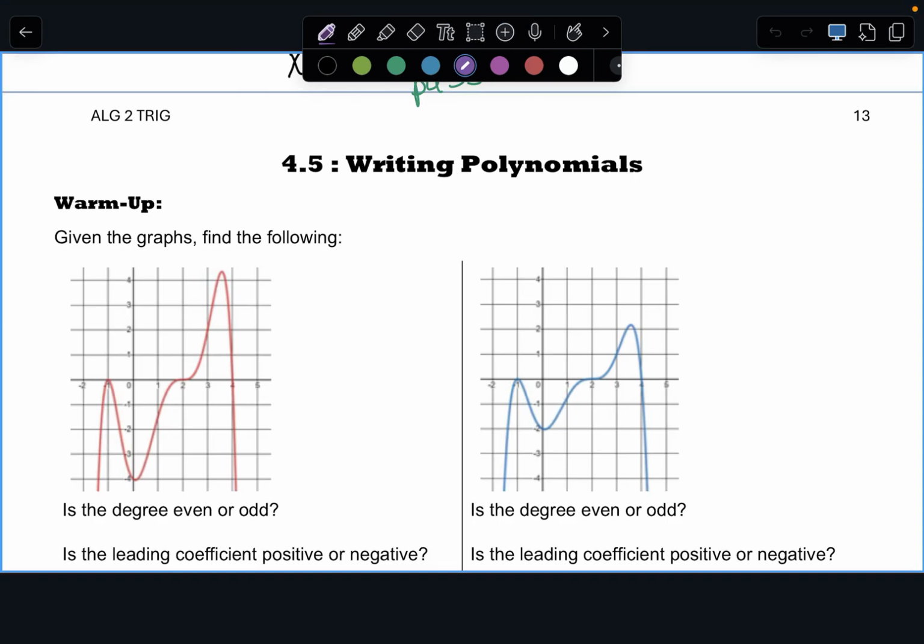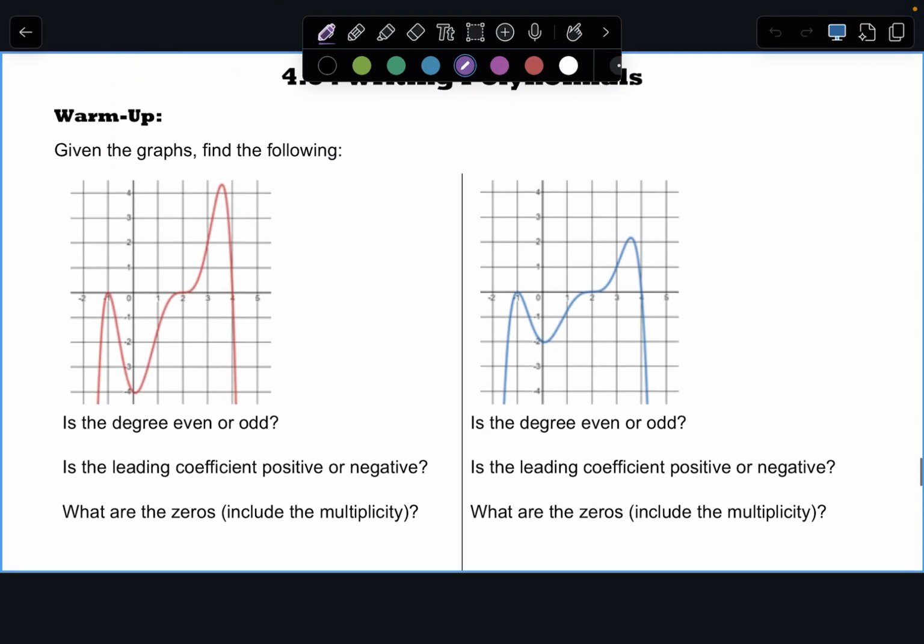Instead of making the graphs from the equation, we're making the equation from the graph. So you'll be given a graph, and your job is to figure out what possible equation it might represent, okay? For the warm-up, it breaks down how we're going to do this process step by step. And then for the rest of the examples, we'll shorten it up just a little bit.